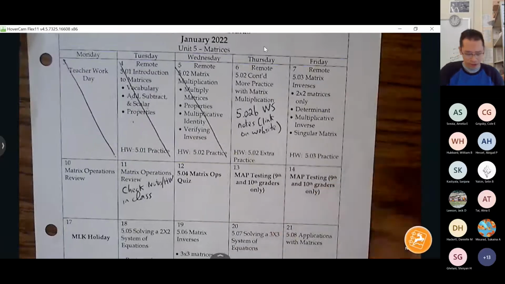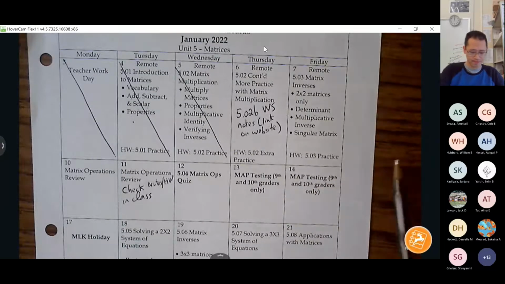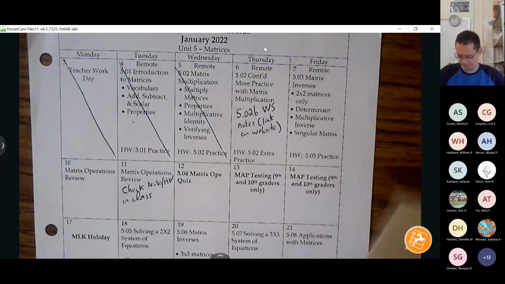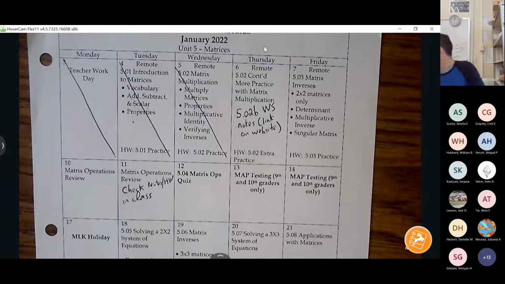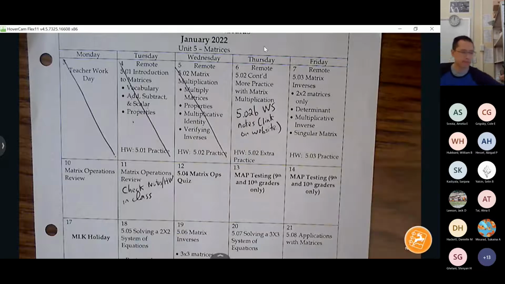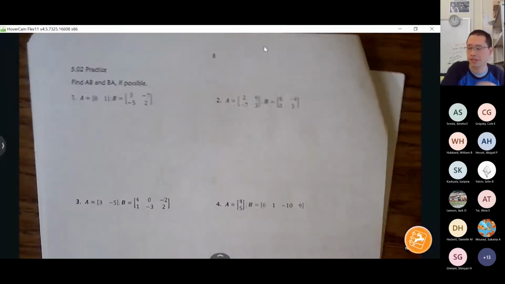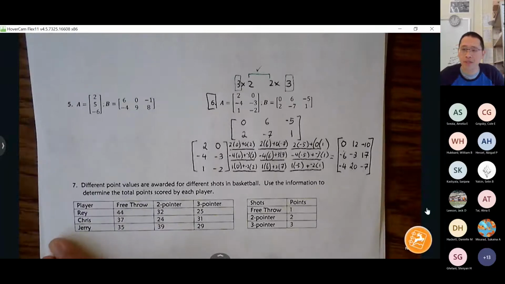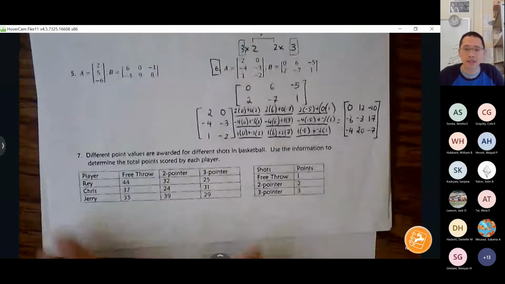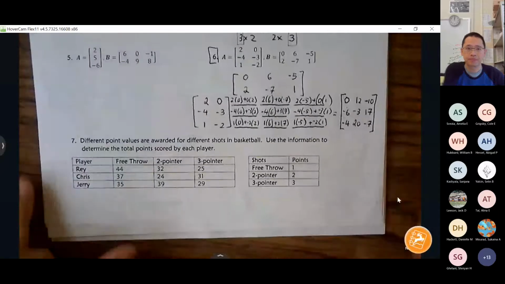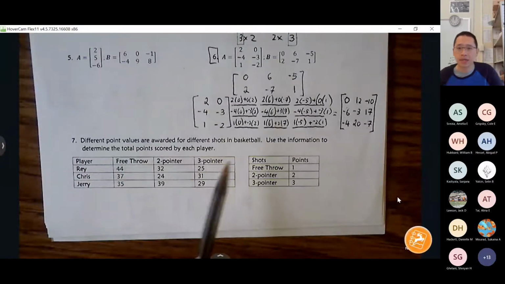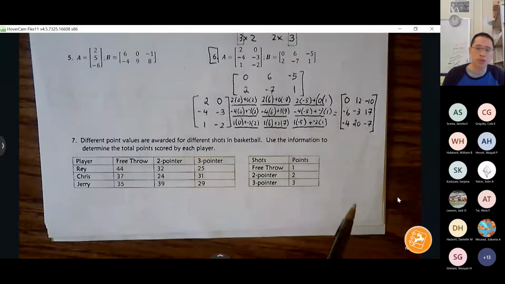All right, so let's go in your packet to number 7. Okay, so page 8. We did number 6 in class, at the end of class, and let's try number 7 here. Different point values are awarded for different shots in basketball. Use the information to determine the total points scored by each player.